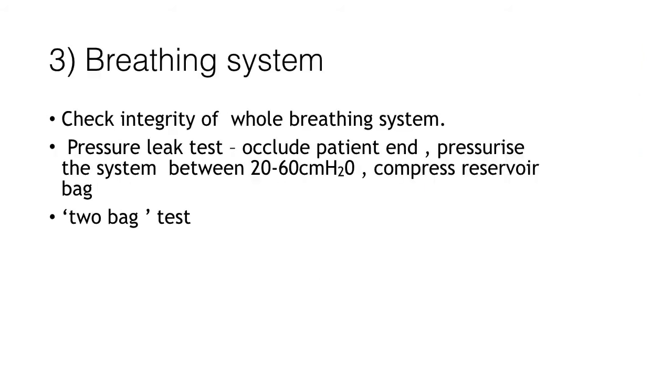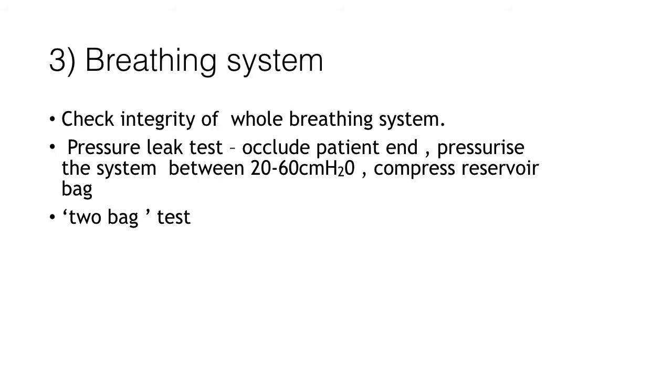So the next stage is to check the whole of the breathing system. While checking the integrity of the breathing system, you need to check that there are no obstructions, no leaks in the system, and that all the connections to the anaesthetic machine are secure. They are attached via a push and twist motion, and there shouldn't be any foreign material or foreign debris within the breathing system.